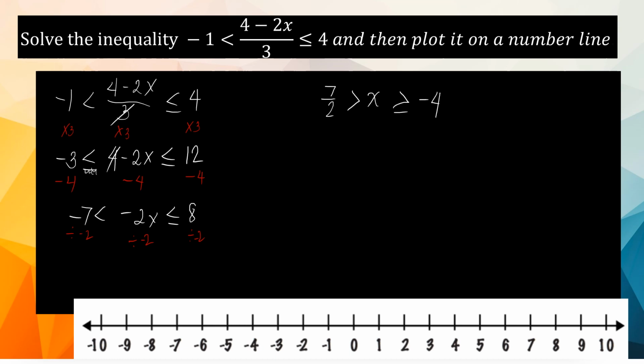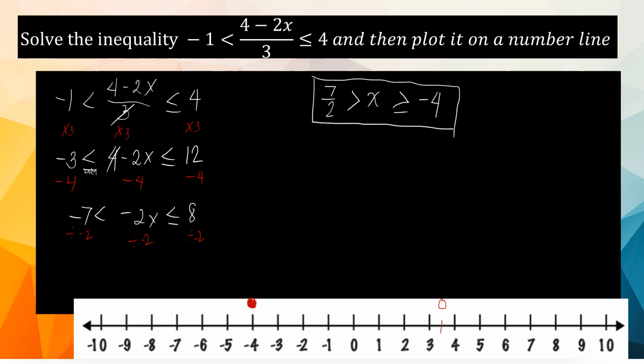So now we have solved our compound inequality. Let's graph it. Okay, so we have 7 over 2, that is 3.5 here. So you should have an empty circle on top of 3.5, meeting in the middle of 3 and 4. So let's just estimate. And then we have negative 4 and it's a filled circle. Let's shade it.